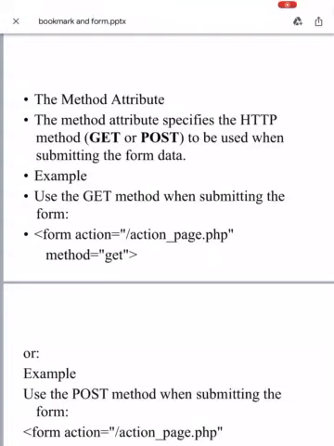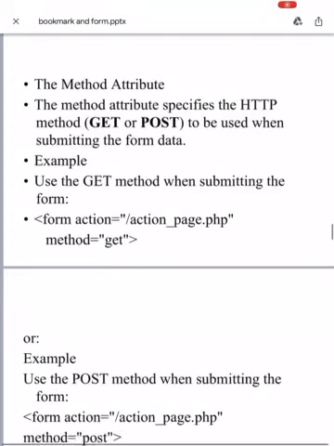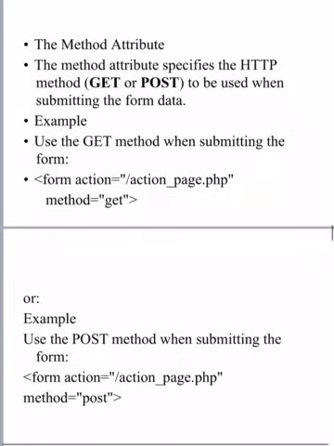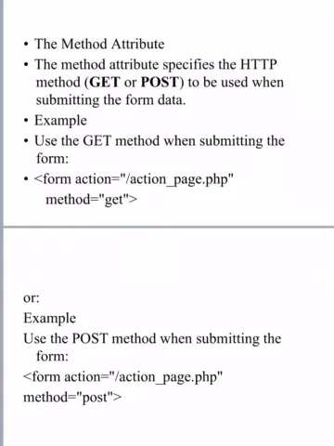Next, we have another attribute called method. The method attribute specifies the HTTP method, get or post, to be used when submitting the form data. For example, if you use the get method when submitting the form, we write it in the form element: form action is equal to, you have to perform some action. When I click, it will activate this particular action page. And what type of request we will get from HTTP? HTTP means hypertext transfer protocol. So it will activate that HTTP.